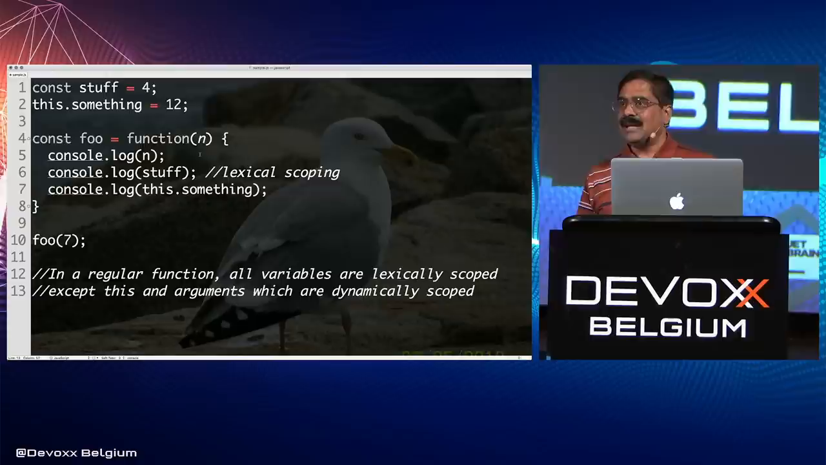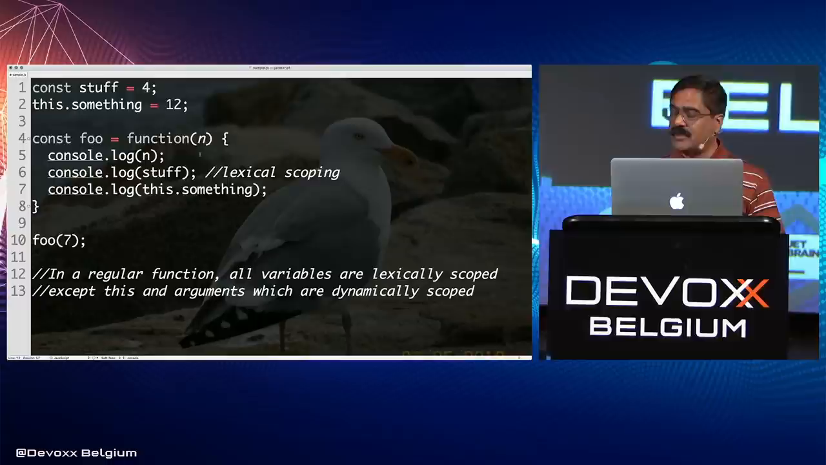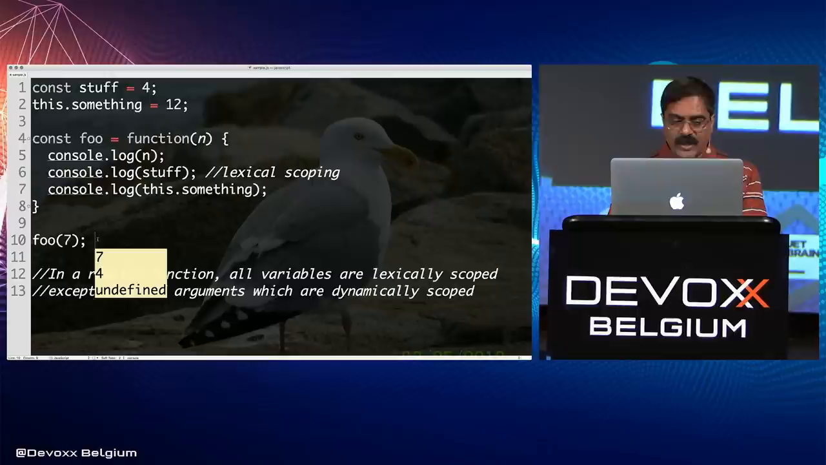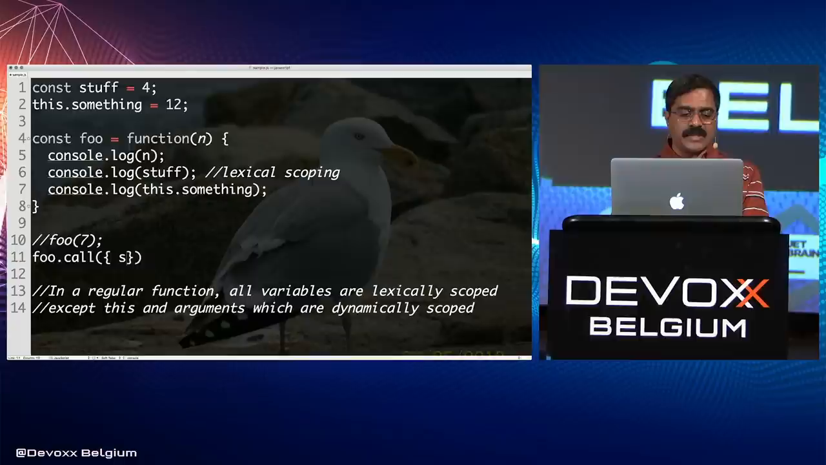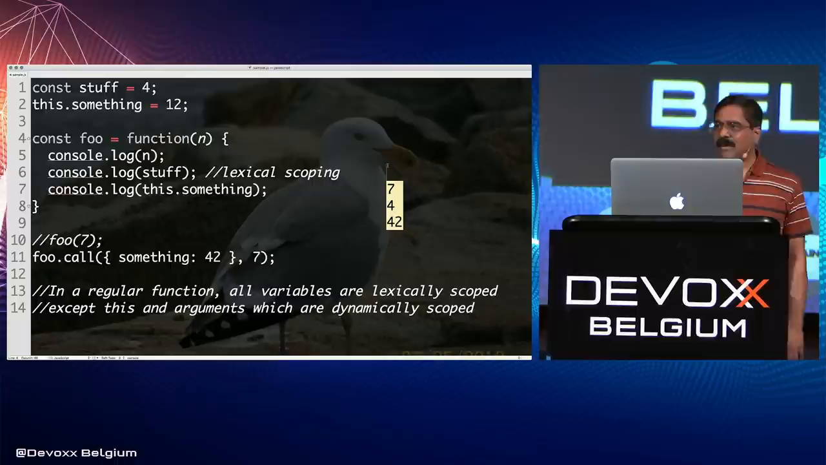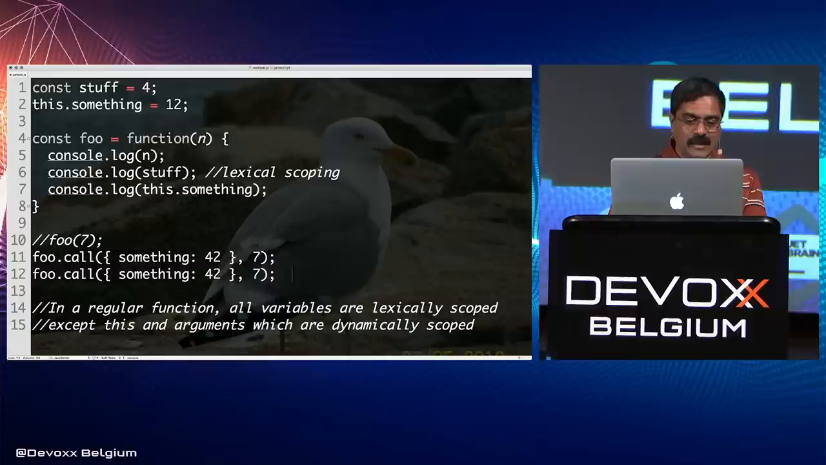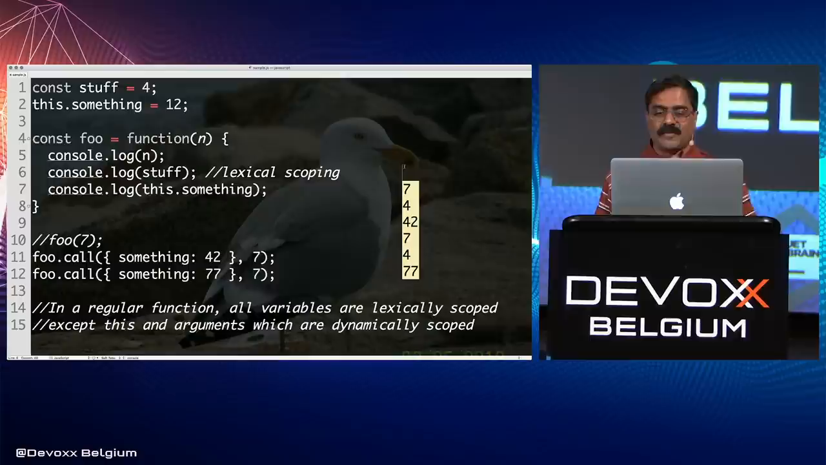Obviously, the question is, how do I get this dynamic scoping to get the this? Very simple. When I run the code, notice it said undefined. On the other hand, I can call foo with a call, and here I can say something colon 42 comma 7, and when I run this code, you can see the value is 42. And the reason the value is 42 is because this is dynamically scoped. To the point I made earlier, if the caller were to be different, notice in this case, I'm going to say 77, the value is different every time you call this.